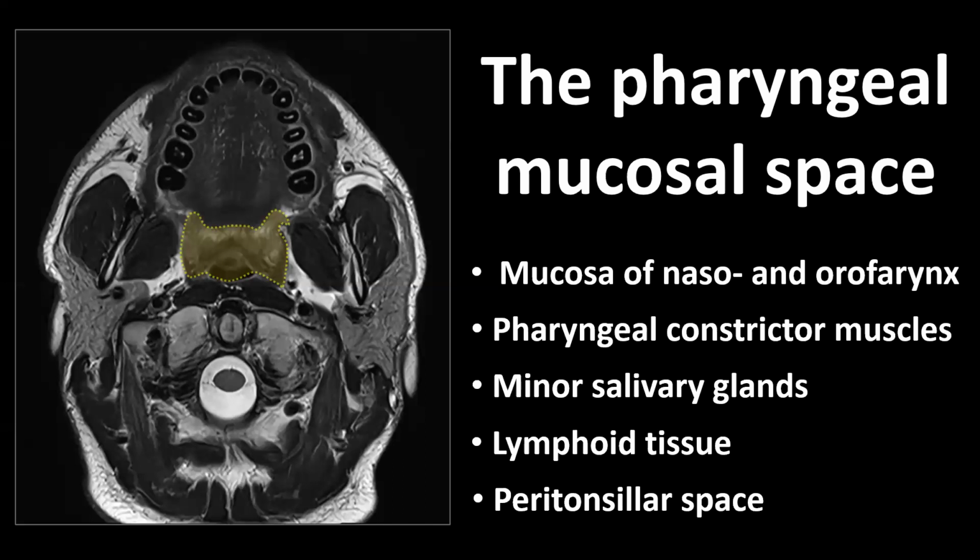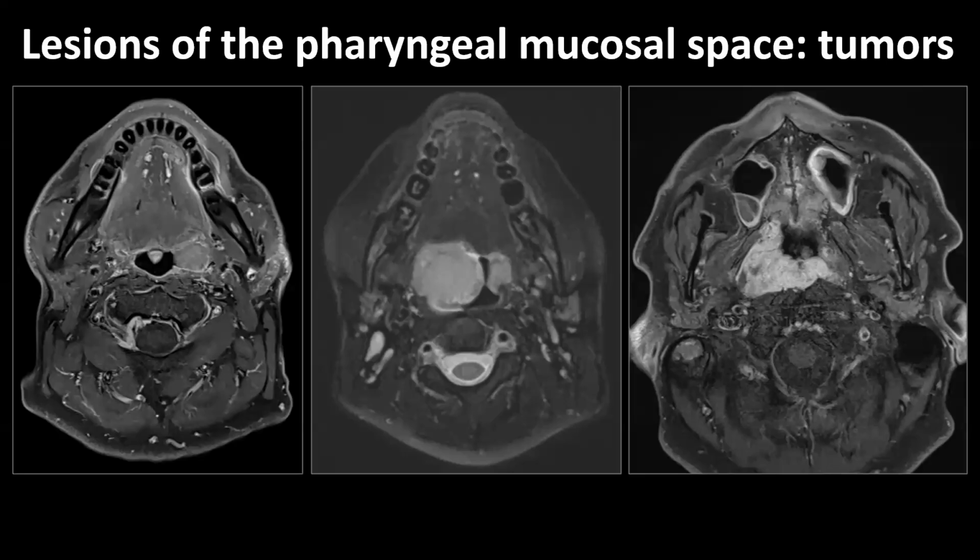So knowing that these structures are all located in the pharyngeal mucosal space also makes it easier to know what kind of pathology we can encounter in the pharyngeal mucosal space. So, as said, the pharyngeal mucosal space contains the mucosa of the naso- and oropharynx. So when it comes to tumors, what is the most frequent tumor in the pharyngeal mucosal space? The squamous cell carcinoma arising from the mucosa of the naso- and oropharynx.